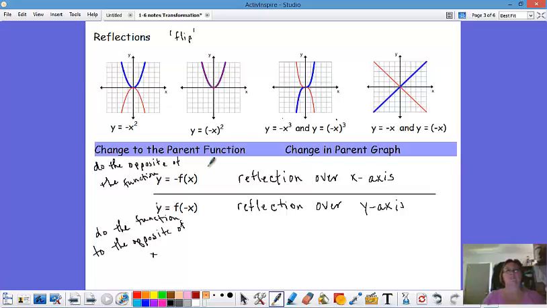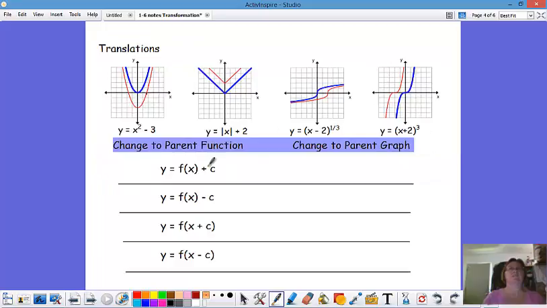All right, so our reflections really come about by changing the sign of either the entire function or the sign of the input to the function. The next group of transformations we're going to talk about are translations, and those are moves up and down or left and right, and of course we could have combinations of those things as well.